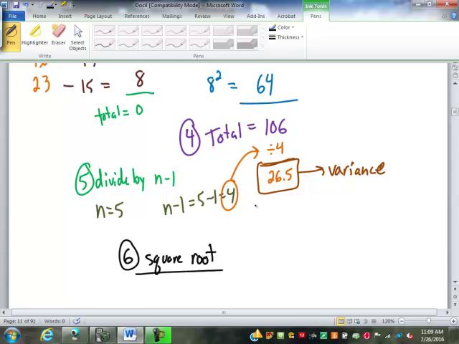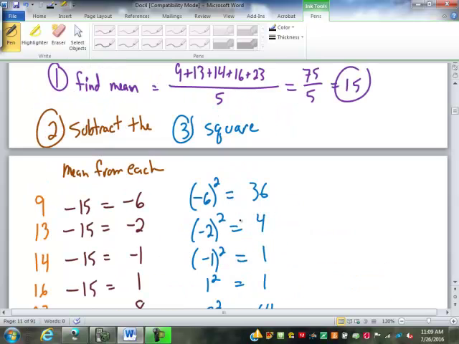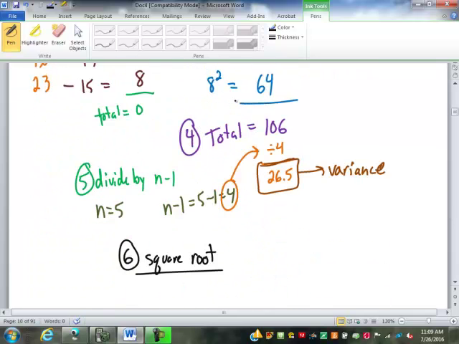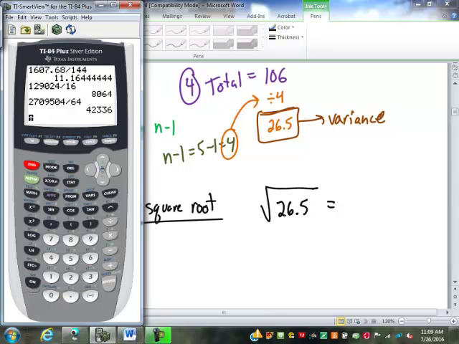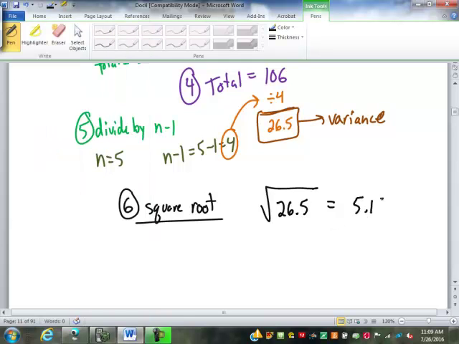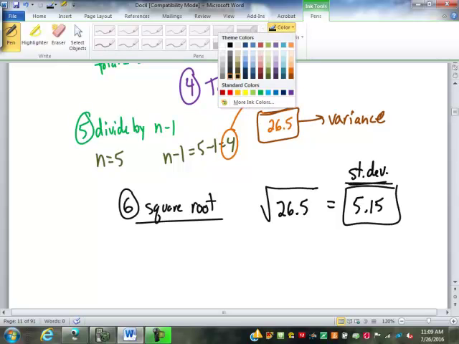Now, do not confuse this with step 3. Step 3 was to do what? Square the number, multiply it by itself. Square root is the opposite. The square root of 26.5 is going to be 5.15. That is my standard deviation for that set of numbers.